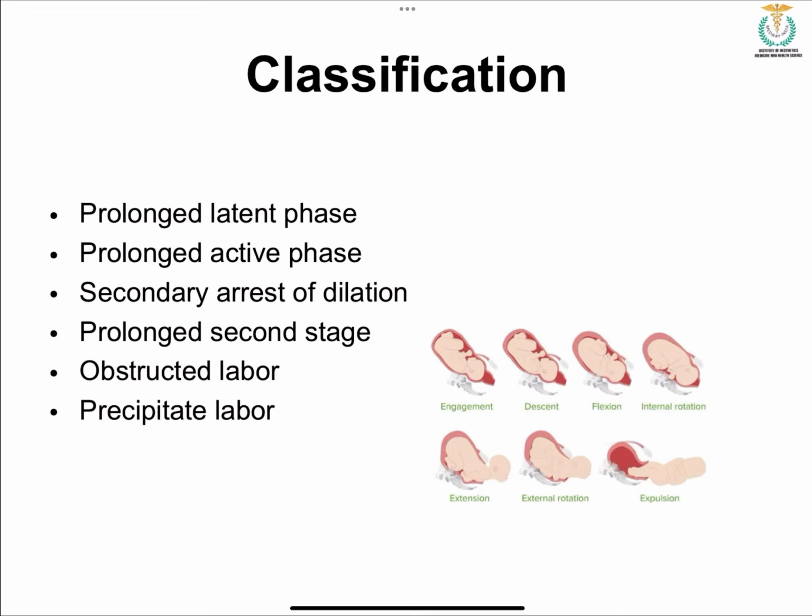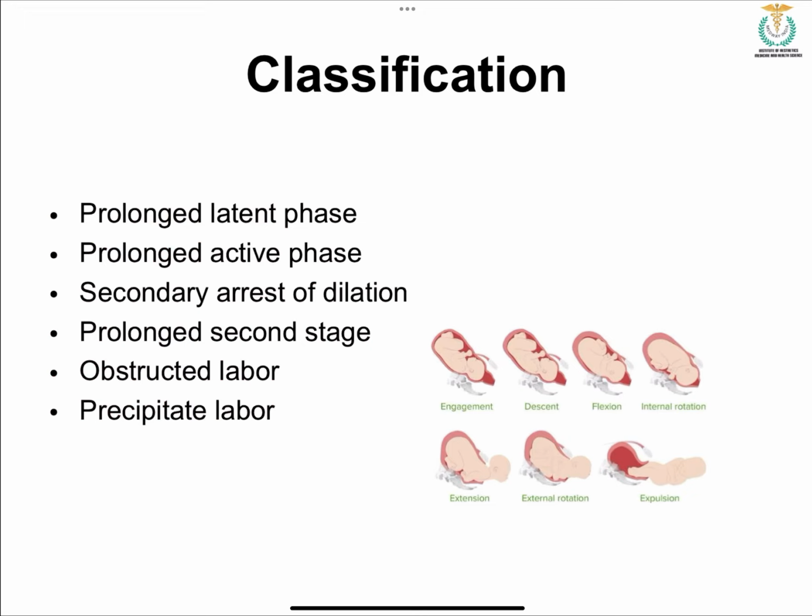Fourth is a prolonged second stage. Prolonged pushing, risk of maternal exhaustion and fetal distress can be seen here, and consider instrumental delivery if criteria are met. This is based on individualization.